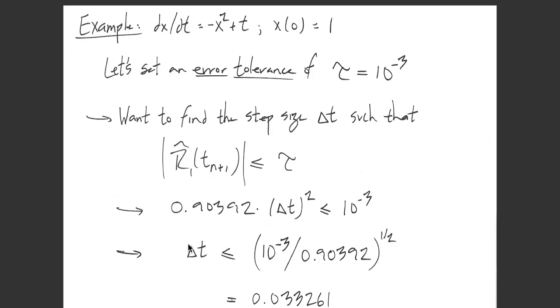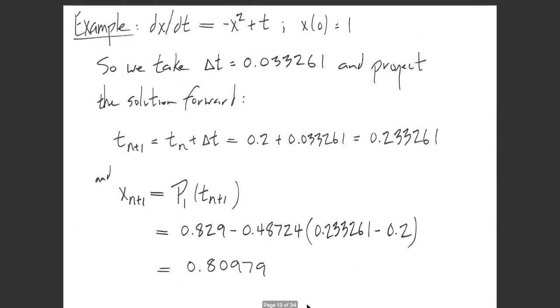So what I want to do here is pick the biggest step that I can take while still remaining within my error bound, and that would just be this upper bound here, 0.033261. So we take our step size to be that value, and now we project the solution forward. The new time value is our current time value plus the step size, which turns out to be about 0.23. And the new x value is our Taylor polynomial evaluated at the new time value. So I'm using that Taylor polynomial we computed previously and plugging in my new time value for it. That gives us a projected solution of about 0.80979.